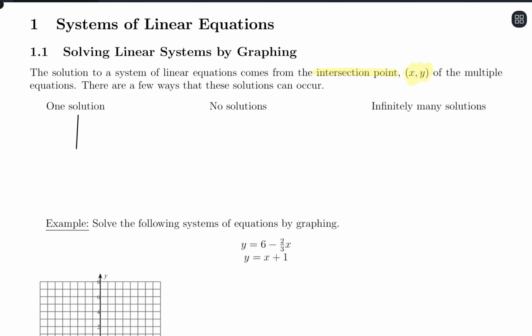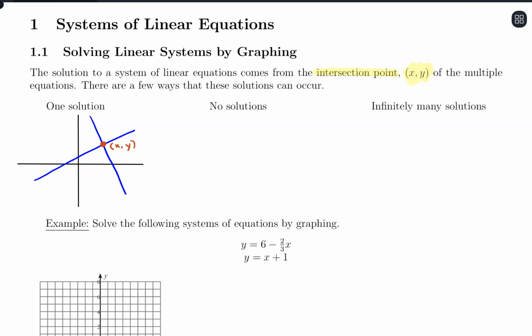So what this would look like is if we have an X and Y axis, and then we graph, let's say we have a system of two linear equations. What that's going to look like is we'll graph one line, we'll graph another line, and then the answer that we're interested in is that intersection point where those two equations are equal to each other. So that's the common scenario where we have just one solution.